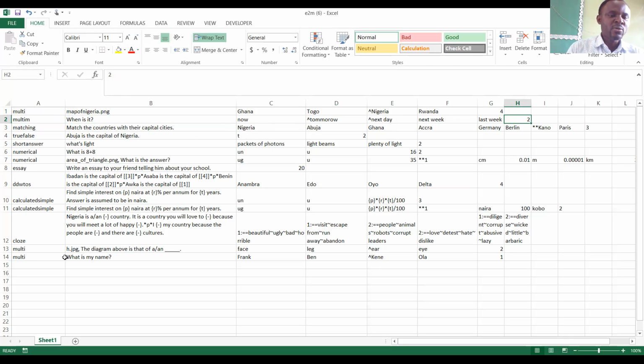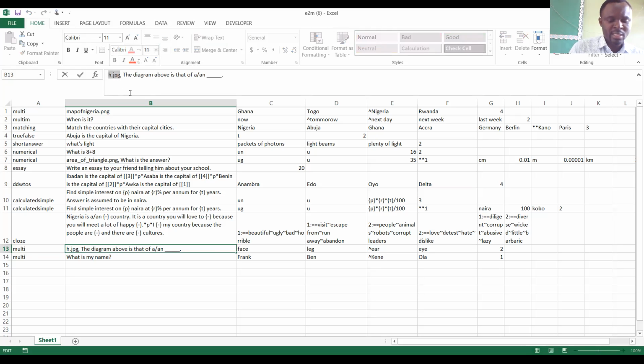Okay, so that's that. Now, what if, just what if I have an image as part of the question and a text, that is a string of characters, going together with the picture as the question. You get what I mean? So let's see. What if I have here now, let's go to 13, multi, h.jpg. So this here is an image, that's a picture, because I know that it ends with .jpg, so I know that it's a picture.